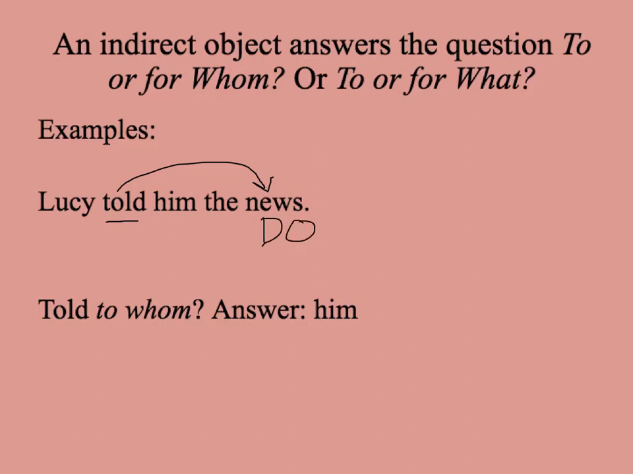To whom was the news told? To him. An indirect object answers the question to or for whom, or to or for what. So here, looking at the example again, Lucy told him the news. Told what? The news, which is the direct object. To whom? To him.